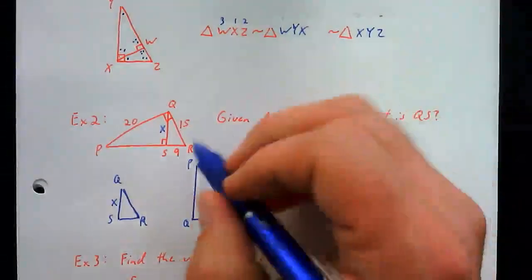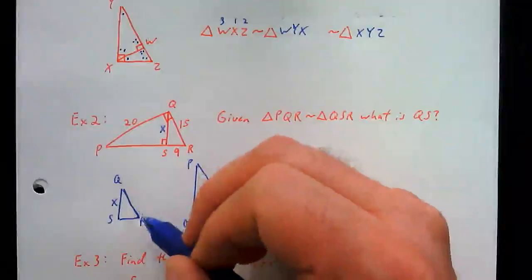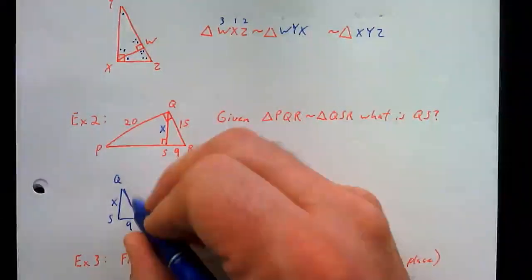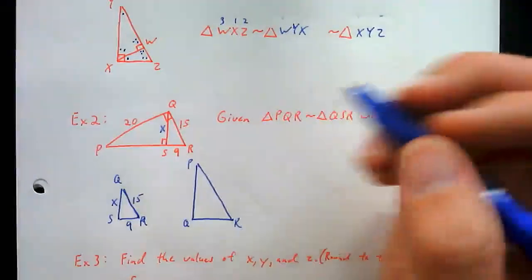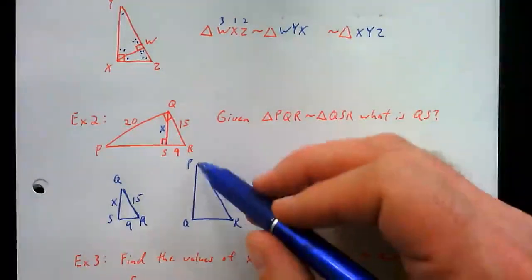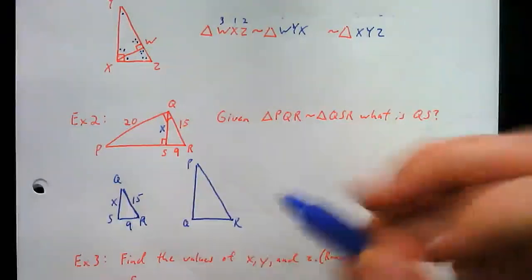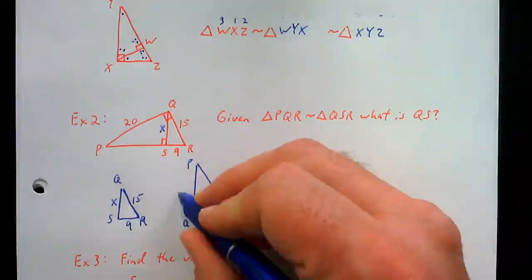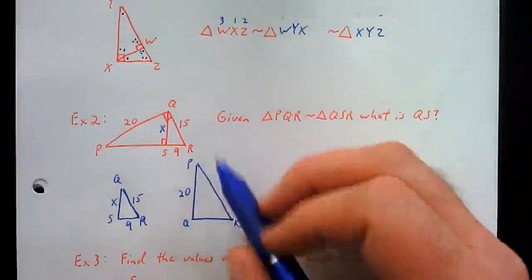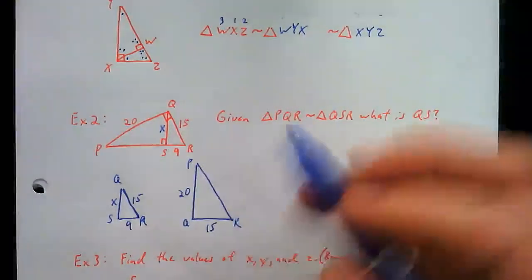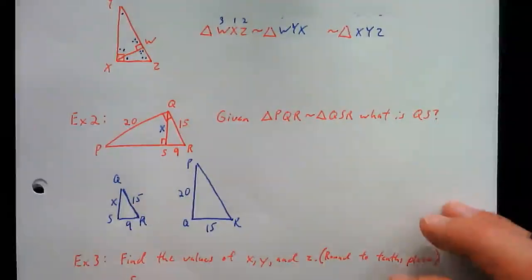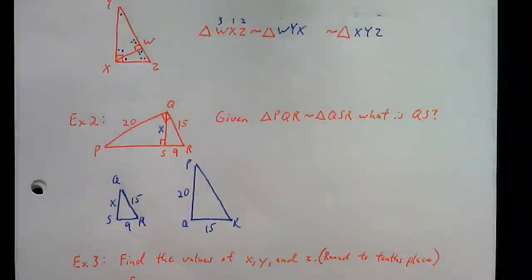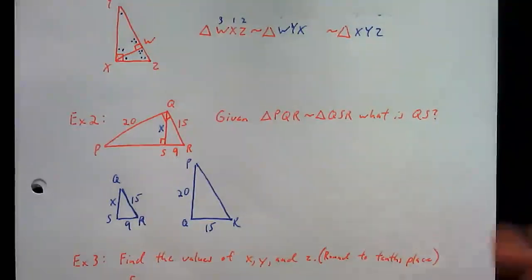That was X. On this one, we also have a couple other pieces. We know that this is 9, and we know that this is 15. For this triangle, we have PQ is 20, and we have QR is 15. Now, we don't know the hypotenuse side of it, so it is true that there's more than one way to do this. Right now, we're trying to use the idea of similarity, so we're going to set up a proportion.